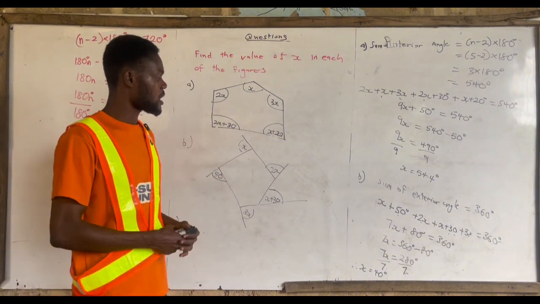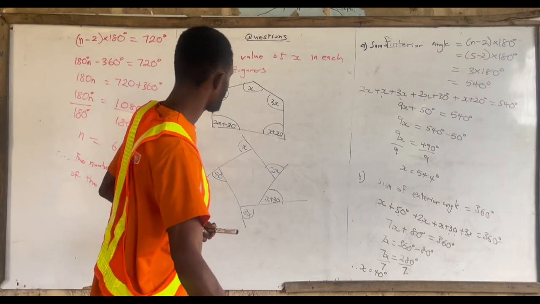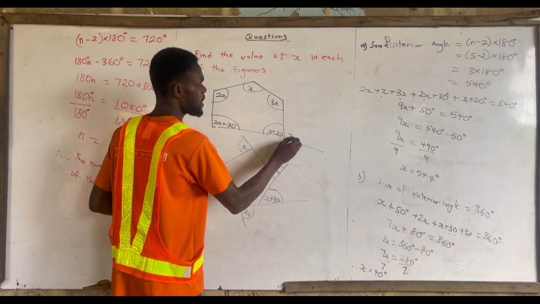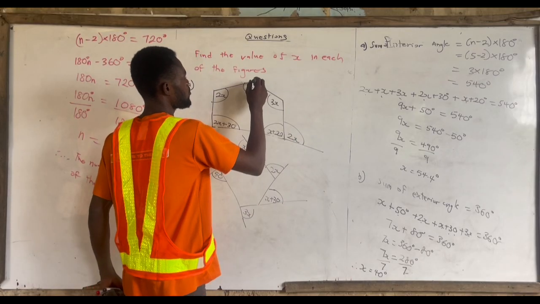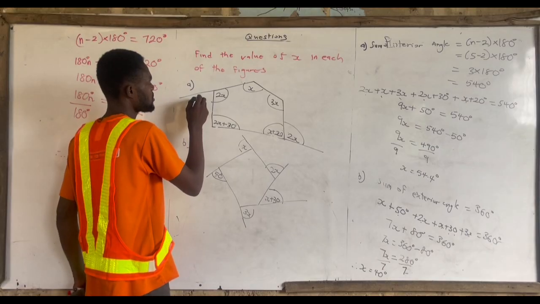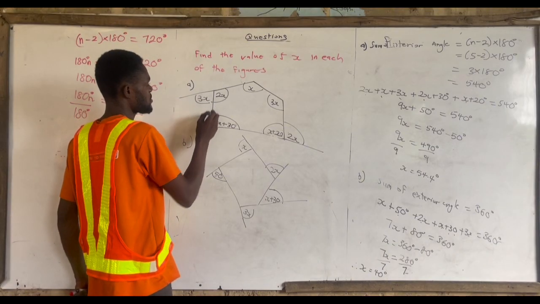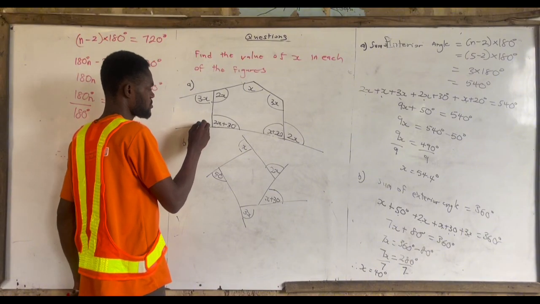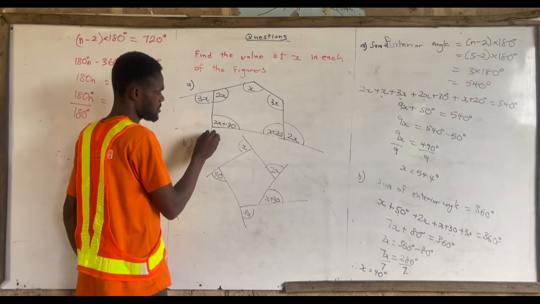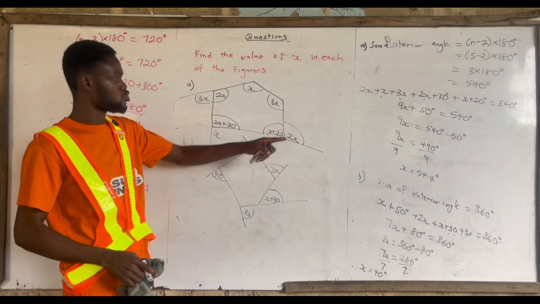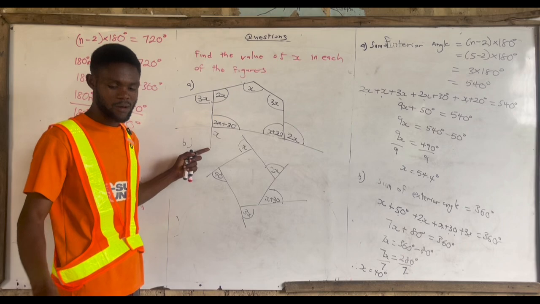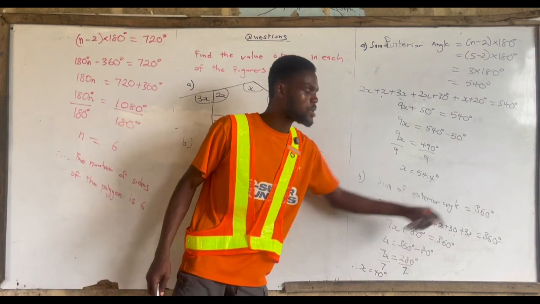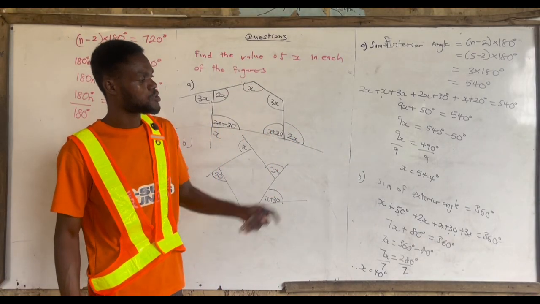Yes, they can also give you a question like this, which will have 2x and an external 3x, or something like this. So it depends. If you want to use the external one, you solve it with the external angles. You use this formula, you add all the exterior angles, and you equate it to 360.